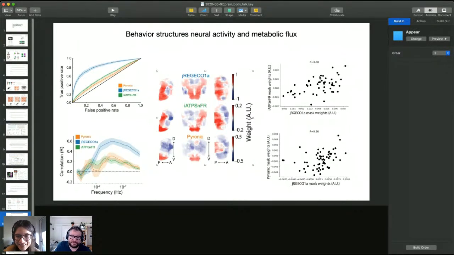Great. We still have some questions, if you want to. Okay, so we have one from Carlos Ribeiro. He says, "Great talk. Can you comment on possible glia neuron interactions which could underlie the metabolic coupling described?"